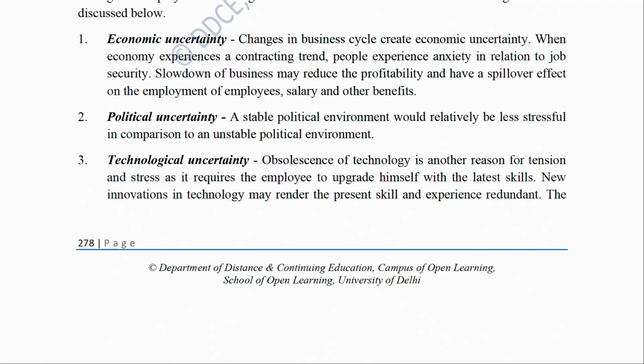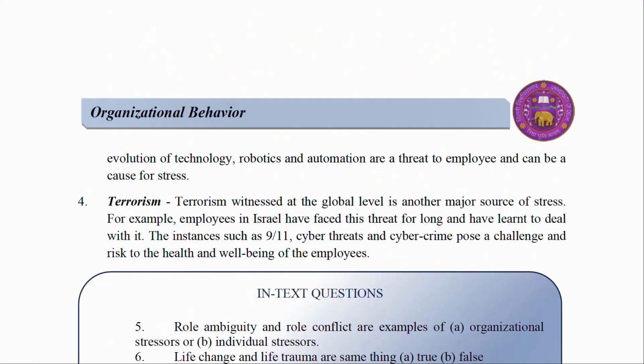Second, political uncertainty. A stable political environment would relatively be less stressful in comparison to an unstable political environment. Third, technological uncertainty. Obsolescence of technology is another reason for tension and stress, as it requires the employee to upgrade himself with the latest skill. New innovations in technology may render the present skill and experience redundant. The evolution of technology, robotics and automation are a threat to employee and can be a cause for stress.